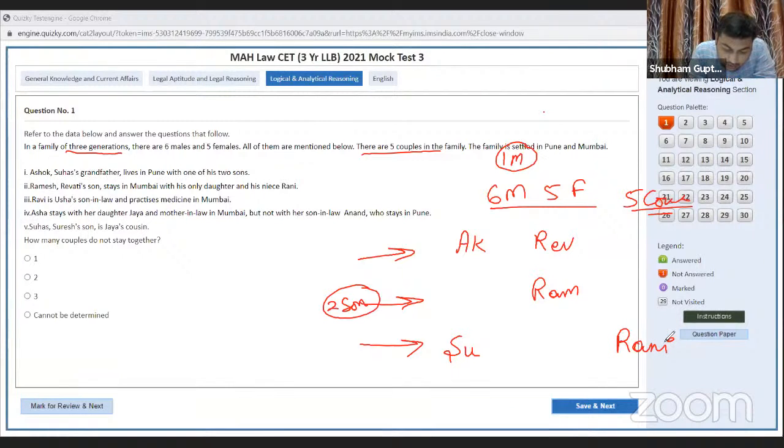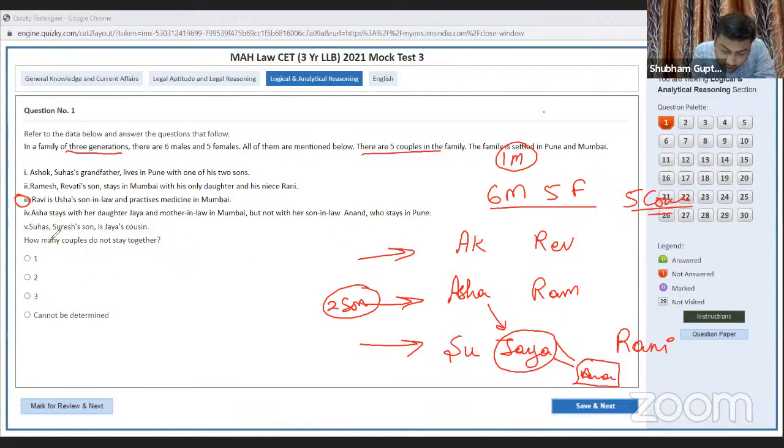Next one. Ravi is Usha's son-in-law who practices medicine. So this is something I would mark. Asha stays with her daughter Maya and her mother-in-law. So can I say Asha would be from the 2nd generation? And she stays with her daughter Jaya. Jaya should be from the bottom. So Asha stays with her daughter Jaya, and mother-in-law in Mumbai, but not with her son-in-law Anand. So can I say these two should be married? Correct?